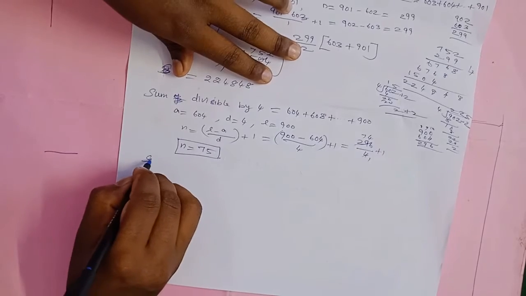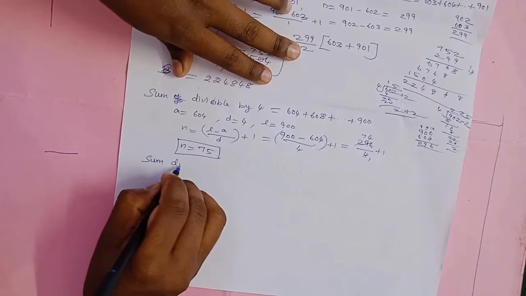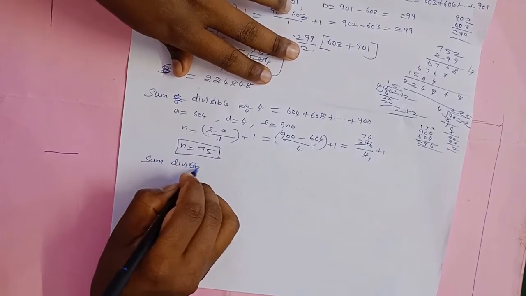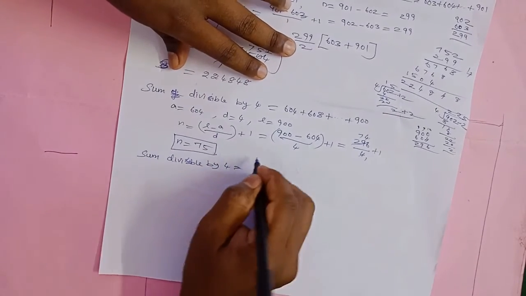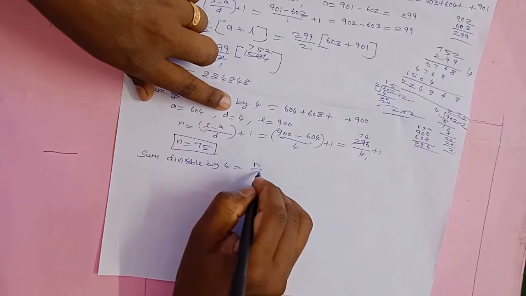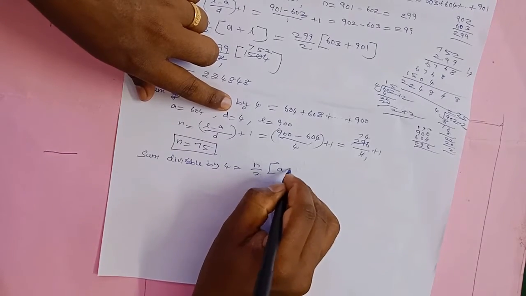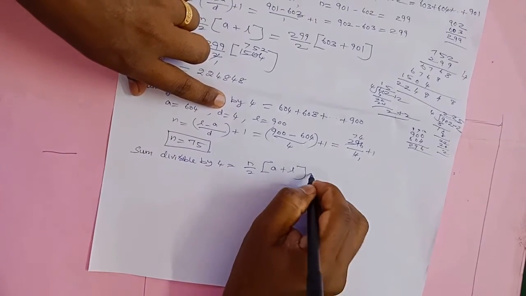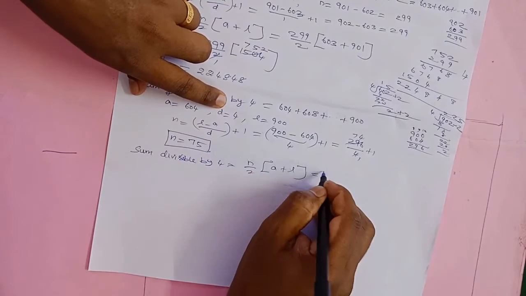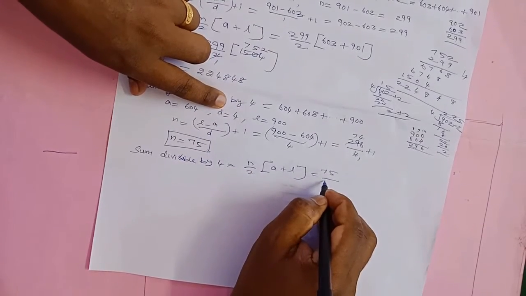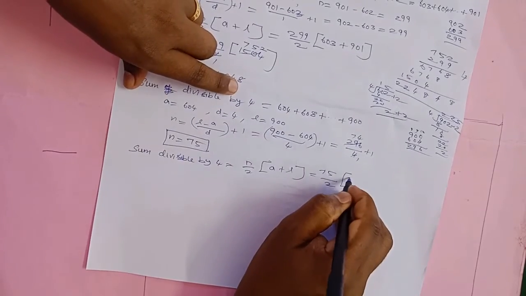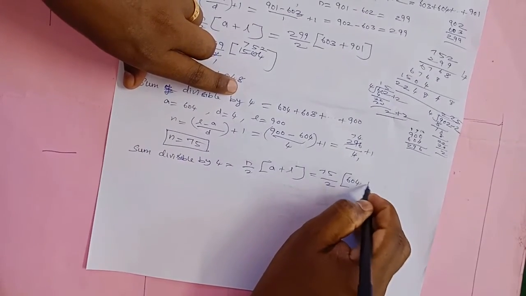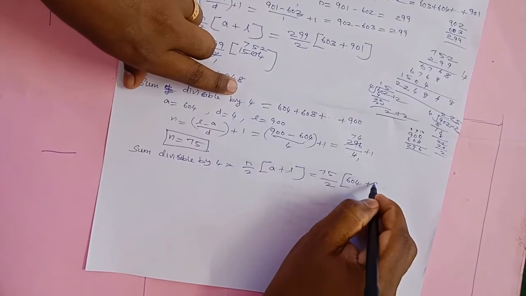Therefore, sum divisible by 4. Sum divisible by 4 is equal to, what is the formula? N by 2 into A plus L. Here N is equal to 75, A is equal to 604, and L is equal to 900.